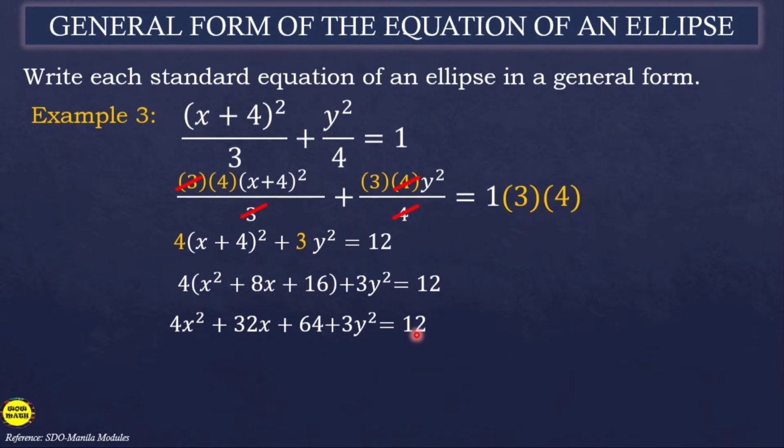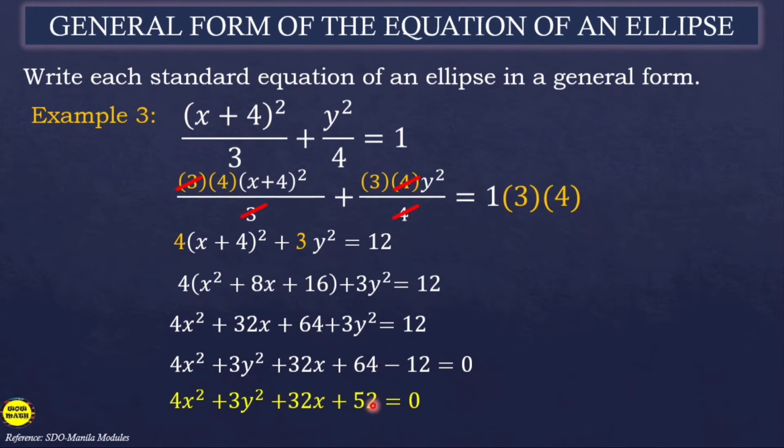And then, pagsamahin na natin yung constant term kasama si 12 at ayusin yung arrangement natin. So, magiging 4x squared plus 3y squared plus 32x plus 64 minus 12, the answer is 52. So, the final answer is 4x squared plus 3y squared plus 32x plus 52 is equal to 0.